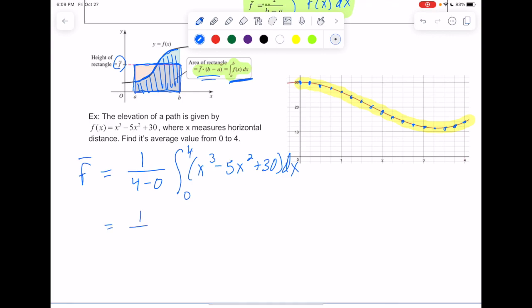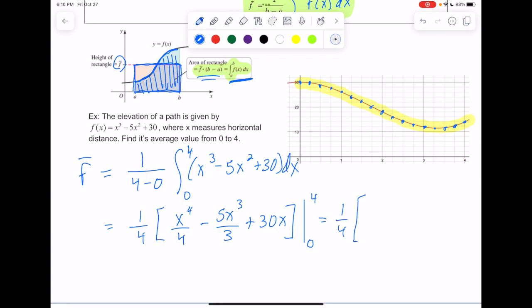So we have 1/4 out front. Our antiderivative would be x to the 4th over 4 minus 5x cubed over 3 plus 30x. And then we would evaluate that from 0 to 4. The 0 will be nice and easy to plug in. It'll just produce a 0. The 4 will be a little bit messy. So we have the 1/4 out front. We have 4 to the 4th over 4 minus 5 times 4 to the 3rd over 3 plus 30 times 4.